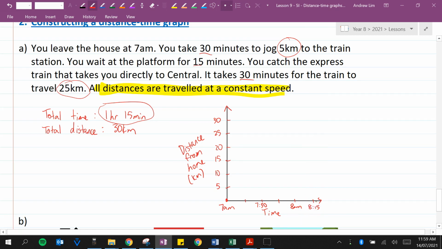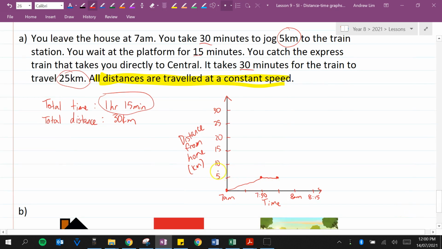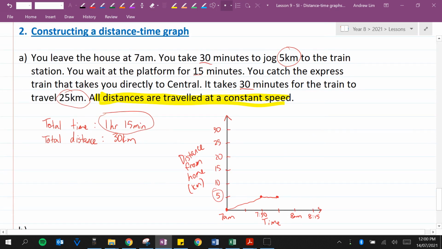Okay. You take 30 minutes to jog 5 kilometers. So at 7:30, you've traveled 5 kilometers. You then wait at the platform for 15 minutes. So 15 minutes from 7:30 is up to 7:45. So you wait there, you're not moving anywhere. So it's horizontal. And then it takes 30 minutes for the train to travel 25 kilometers. So you're already 5 kilometers away from home. So if we add 25 to that, we'll now be 30 kilometers away from home.